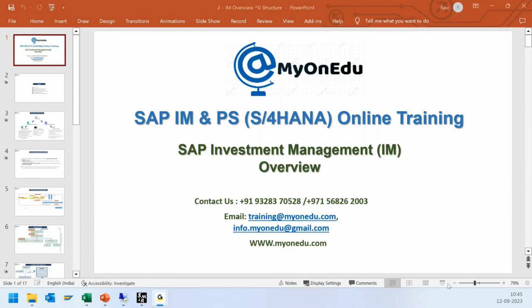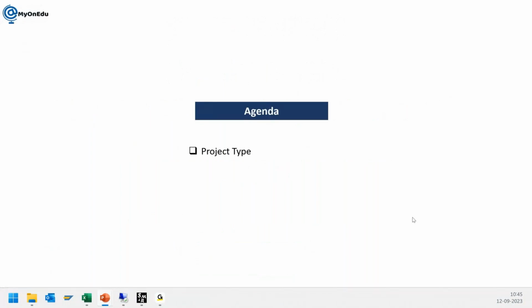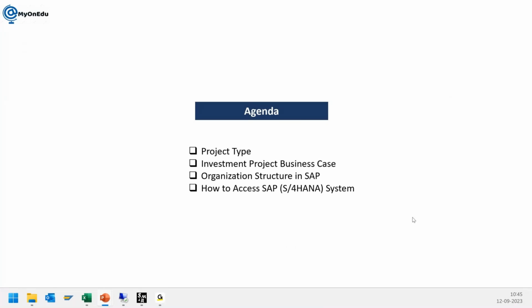Okay, so let me just start. A few of the things were already explained by Rama, but again, I will touch upon those topics, for example the project type. So this is our agenda for today: what is the project type, investment project, business case, what is the organization structure in SAP and how it will impact PS, how to access the SAP system, you can say the S4HANA system, what is the SAP landscape, and then we will see a few of the IM things.